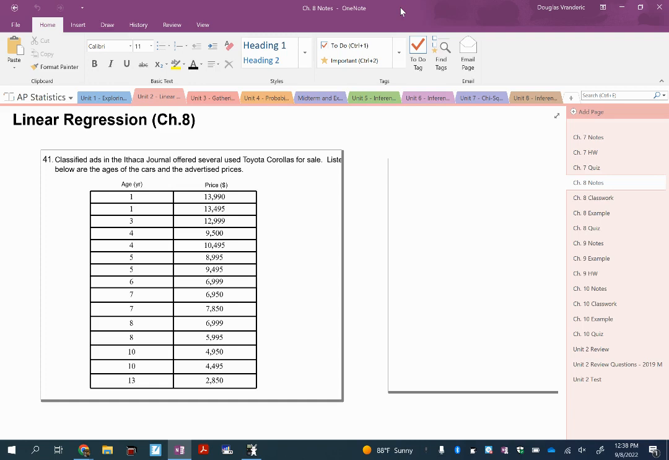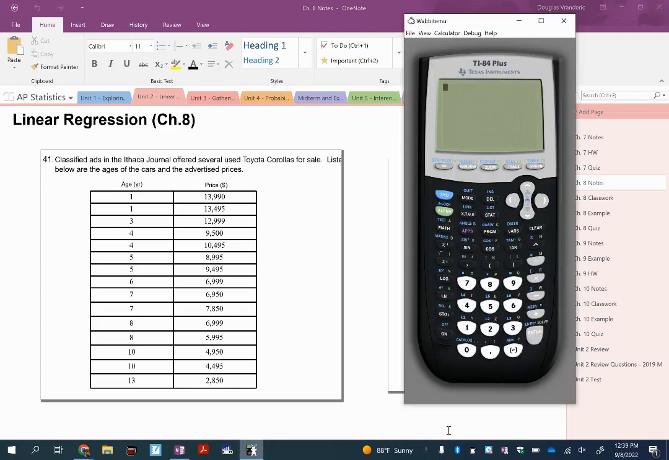Yes, we have Chapter 9. Yes, we have Chapter 10. But it's really just kind of a continuation or variation of what we're doing in this chapter. So this is the most important chapter in terms of understanding linear regression. So let's go ahead and get our calculator up.